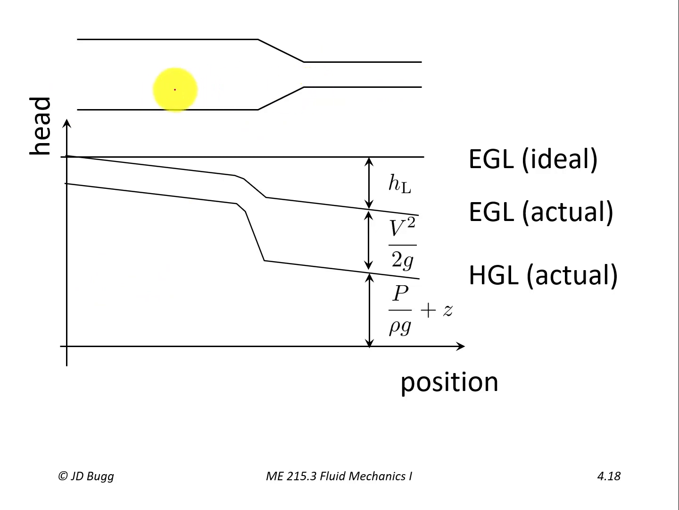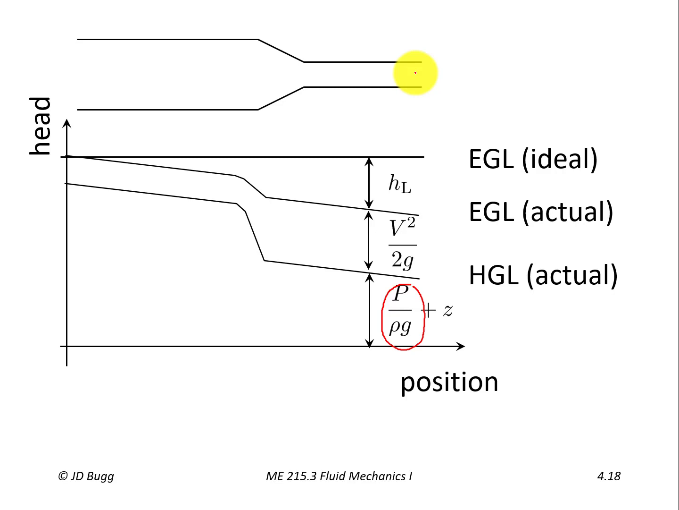Imagine if this pipe were flipped around, so we were going from a small pipe to a large pipe. Well, as we go from small to large, the velocity goes down, so the pressure goes up. So it is possible for this hydraulic grade line to increase rather than decrease, but not for this particular geometry here.